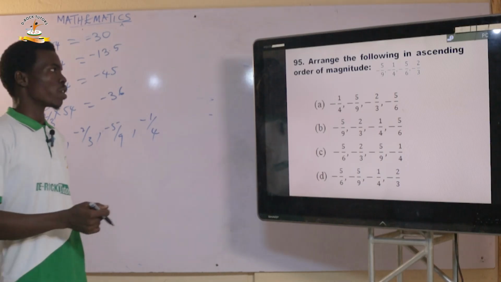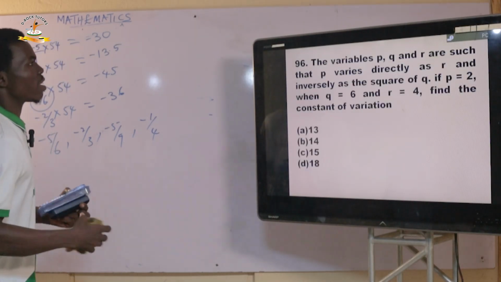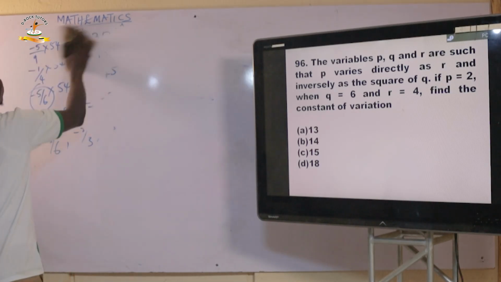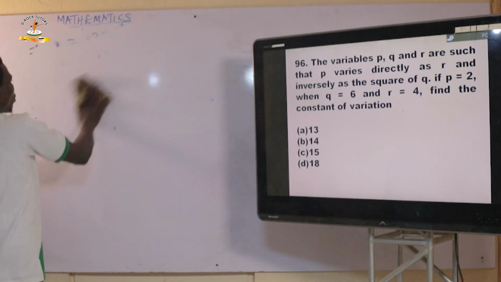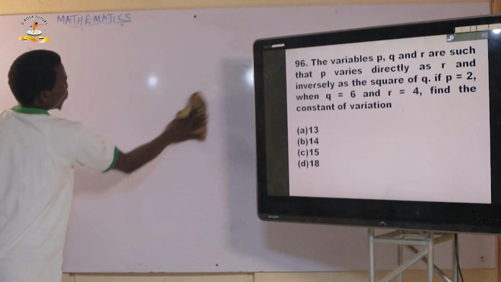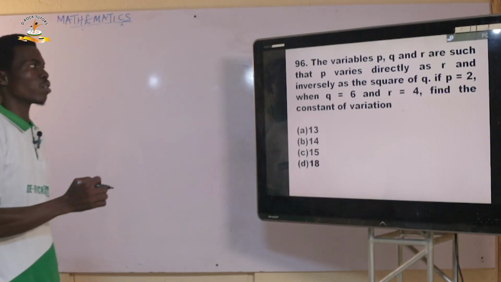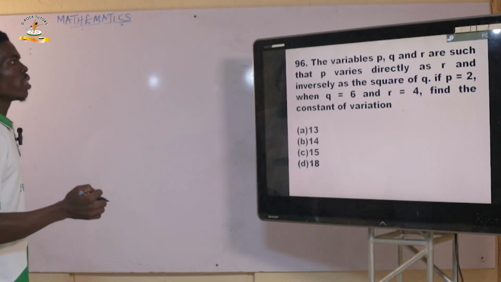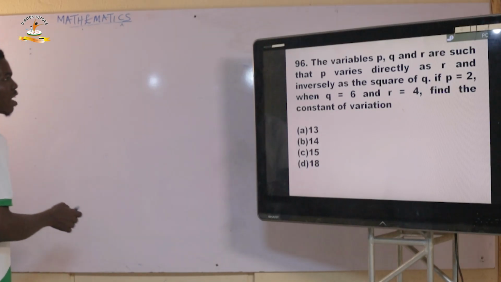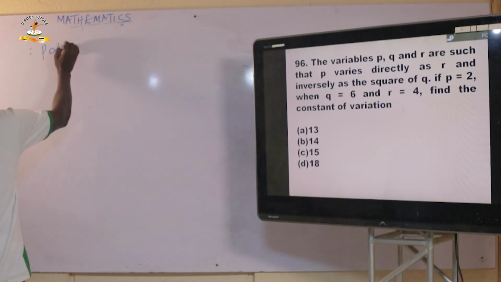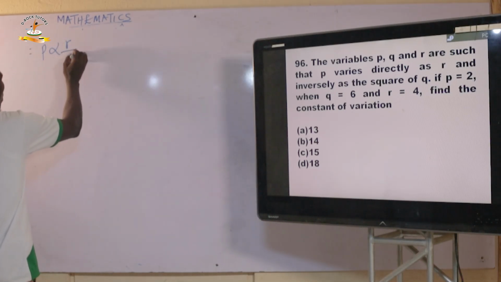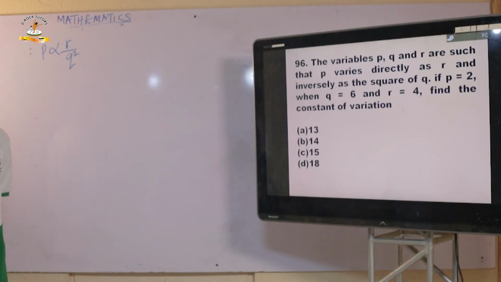So we go to the next question, and that's question 96. Question 96 is a variation problem, and don't forget we've done something similar to this, but let's do justice to this again. The variables P, Q, and R are such that P varies directly as R, and inversely as the square of Q. So I put Q down, then squared.